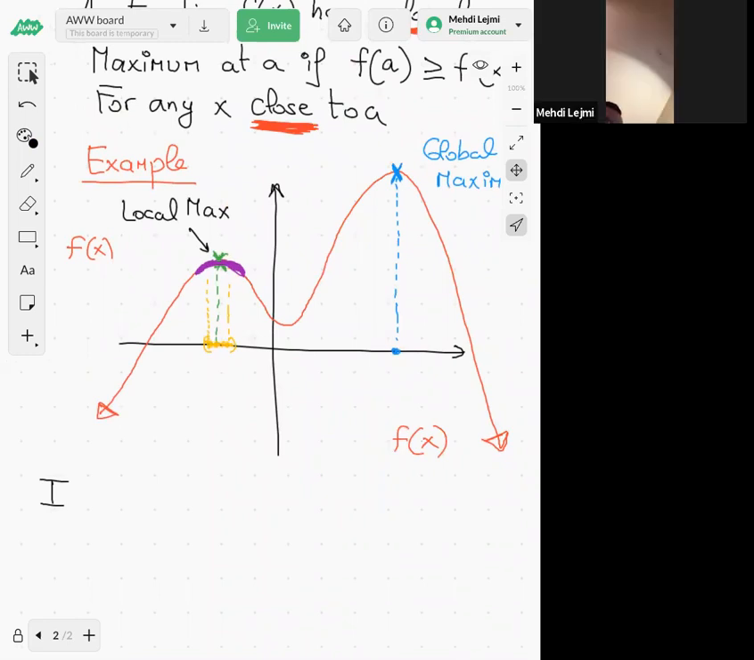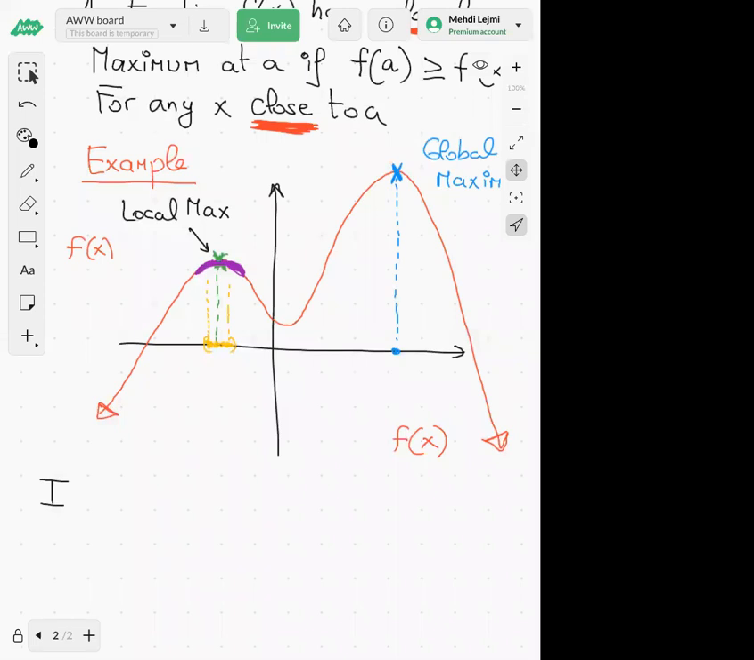Derivative of 1 over x. Well, 1 over x, it's like x to the negative 1. So you can apply the power rule. So then the derivative would be minus x to the negative 2, or minus 1 over x squared.